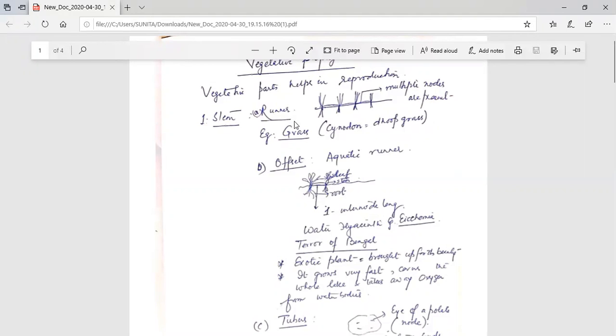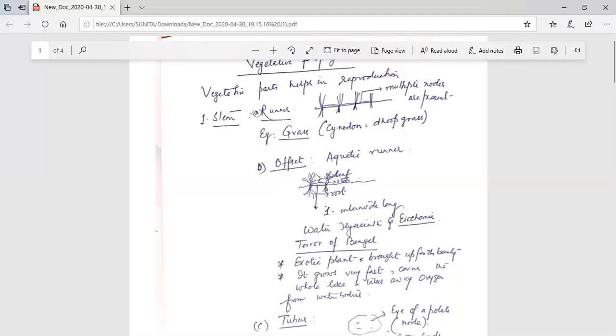So there is a difference between runner and offset. The concept is the same between these two, but there is a minute difference. When the shoot runs parallel to the soil, multiple nodes are present in between from one branch to another. But in the case of offset, from one branch to another there is only one node distance. That means one internode distance is there. Now, when you cut this part of a plant, of grass or of offset, that is Eichhornia, this will grow into a new plant.